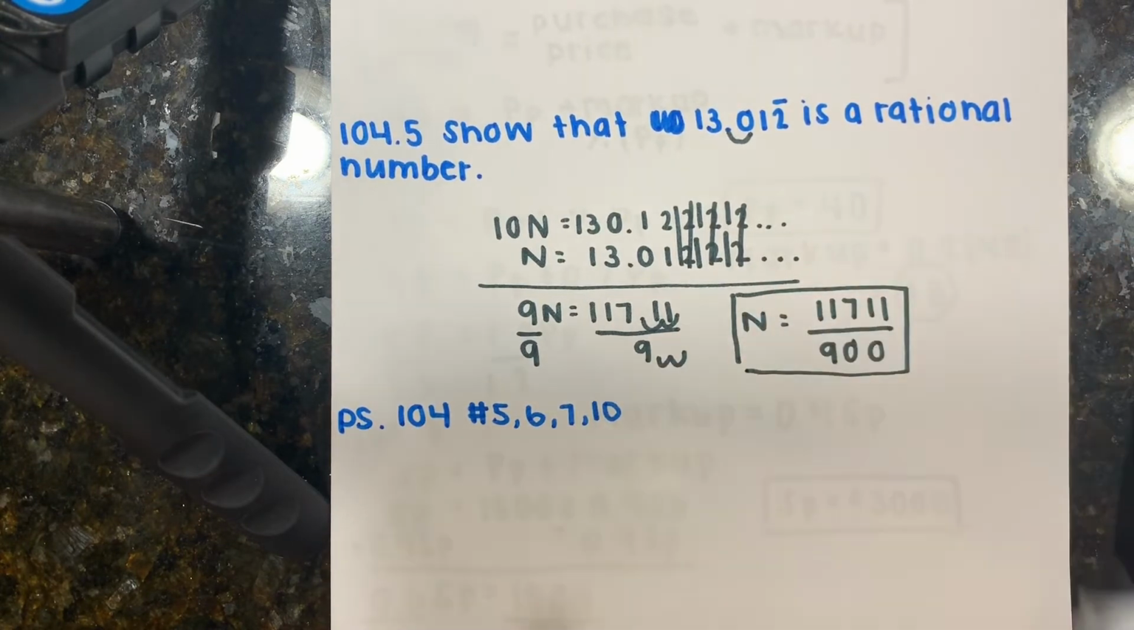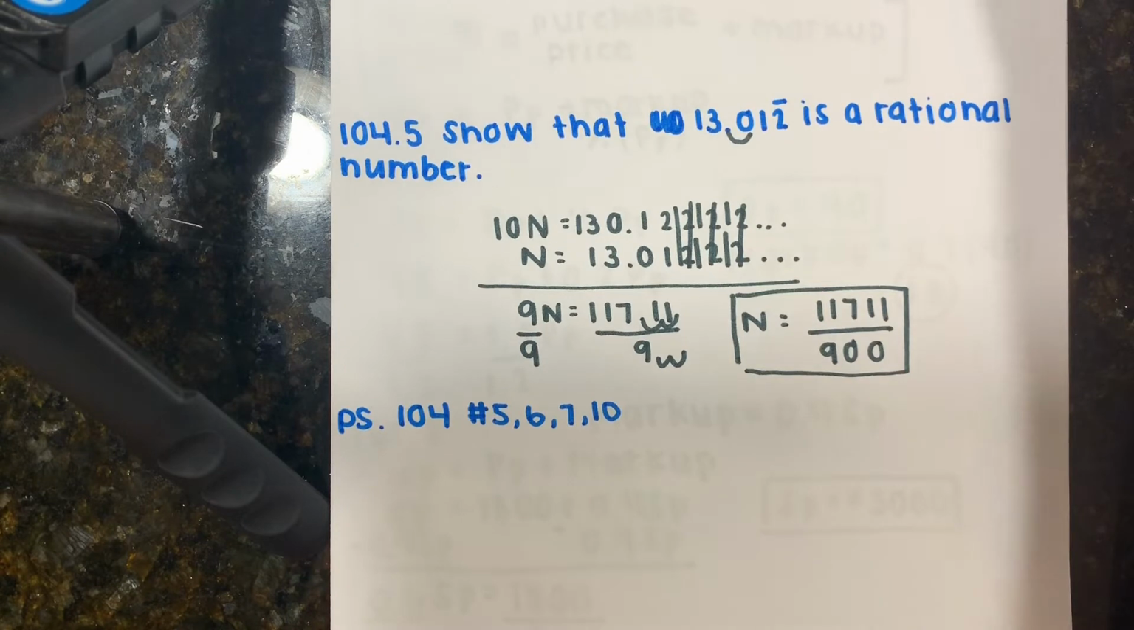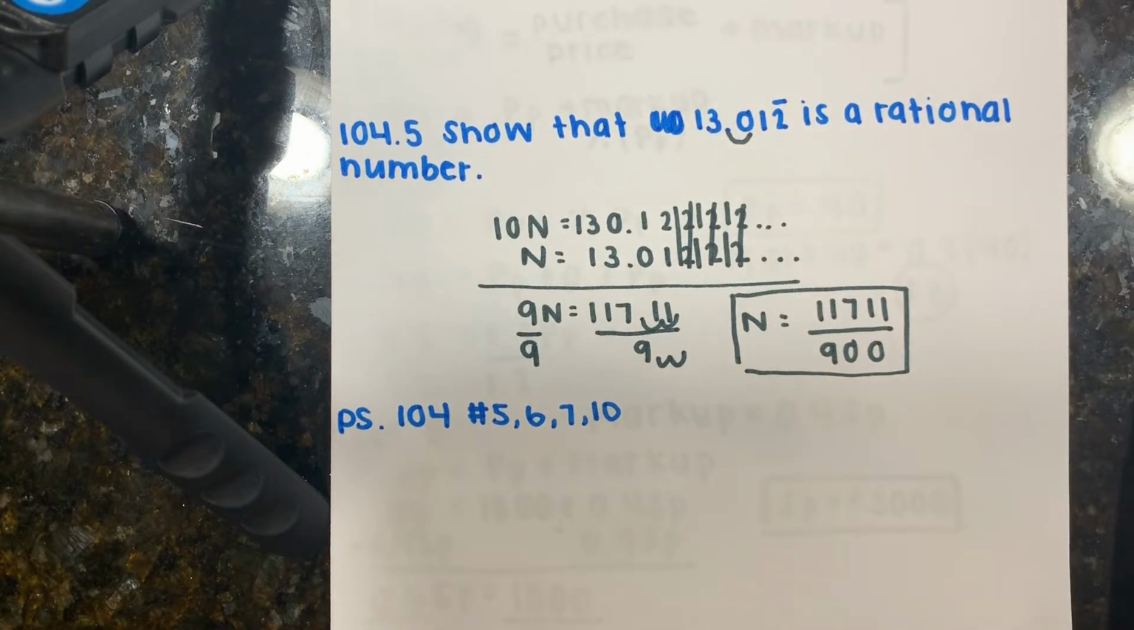So these ones are a little bit trickier. But now we're going to move on to lesson 104, numbers 5, 6, 7, and 10. So I want you to pause the video and attempt these problems before pressing play so that we can do them together. So numbers 5, 6, 7, and 10.